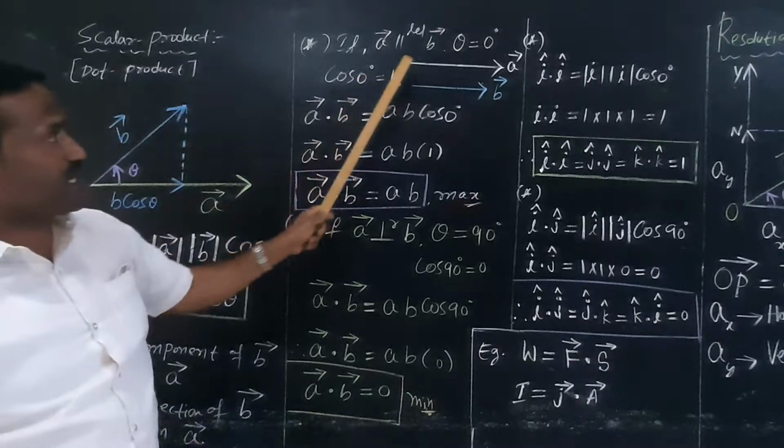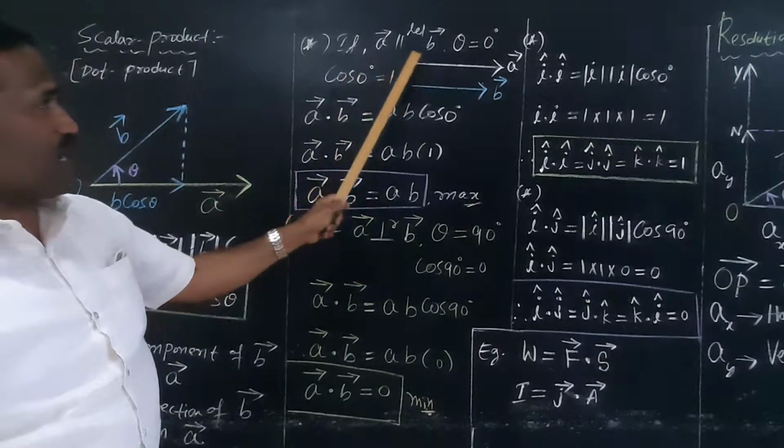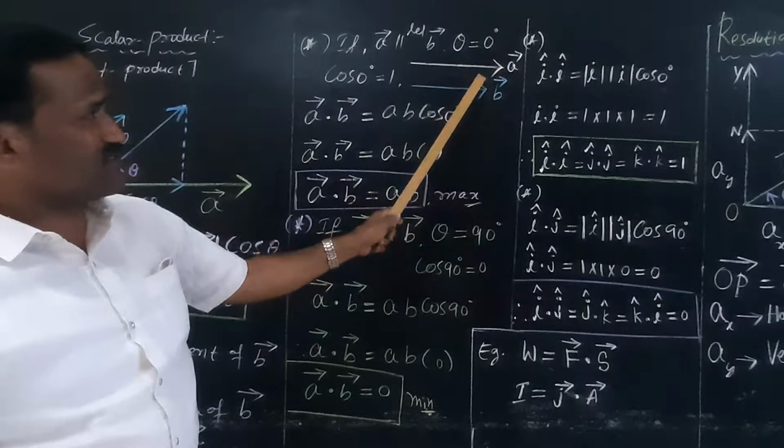Theta is approaching 0 degree. If vector A is parallel to vector B, theta is equal to 0 degree. This is vector A.